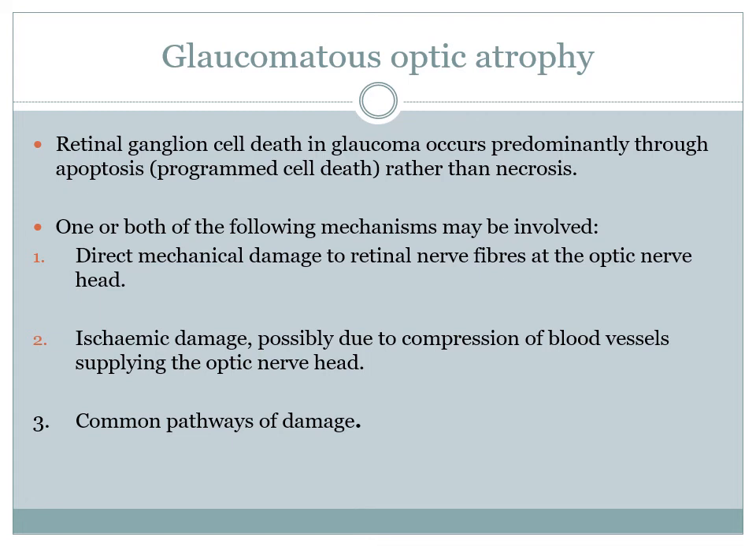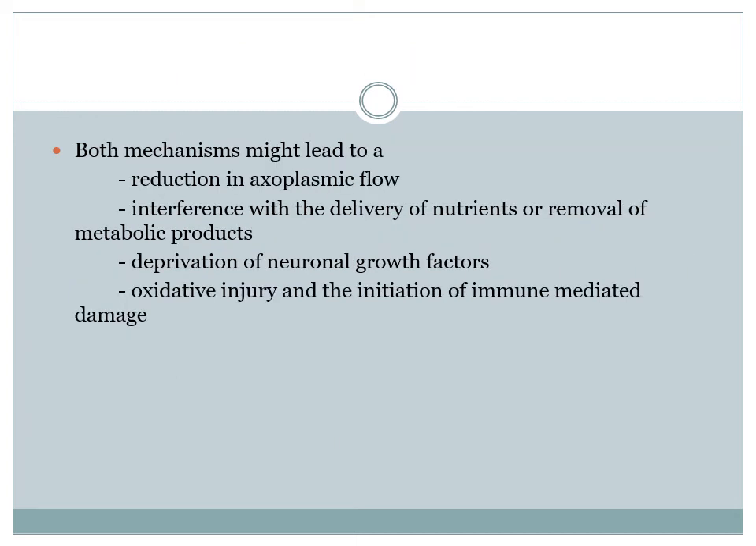There are various theories. One theory says direct mechanical damage because of the raised IOP, or there will be ischemic damage. Raised IOP ultimately causes ischemic damage due to compression of blood vessels supplying the nerve, or there are common pathways. So these are the pathophysiology of glaucoma. They ultimately cause RGC death leading to atrophy. Both mechanisms lead to reduction in axoplasmic flow, interference with delivery of nutrients or removal of metabolic products, deprivation of neuronal growth factors, oxidative injury and initiation of immune mediated damage.